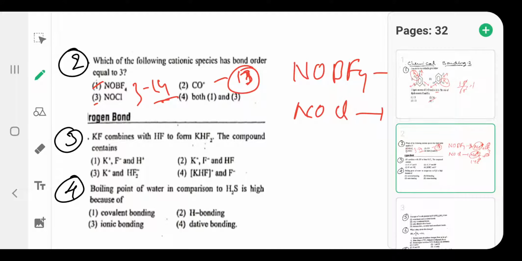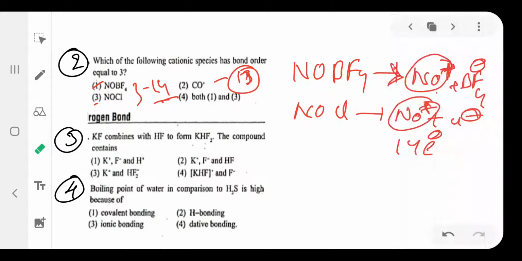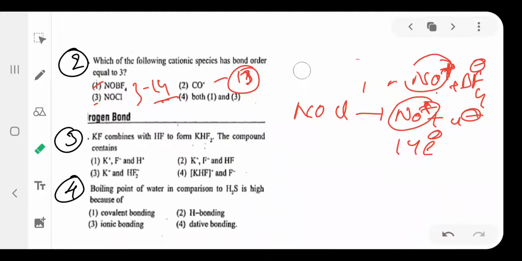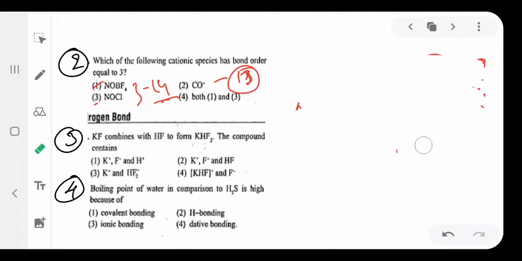So the option is 4. What is option 4? Both 1 and 3. So options 1 and 3 are correct.